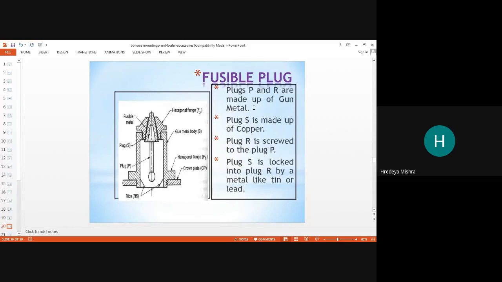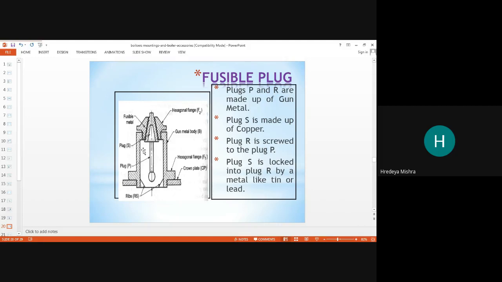Now see, the same thing is here. This is the fusible plug. Plugs P and R are made of gunmetal. Plug S is made of copper, and plug R is screwed to plug P. Plug S is locked into plug R by a metal like tin or lead. See here. These two plugs are here, and this is the fusible metal.